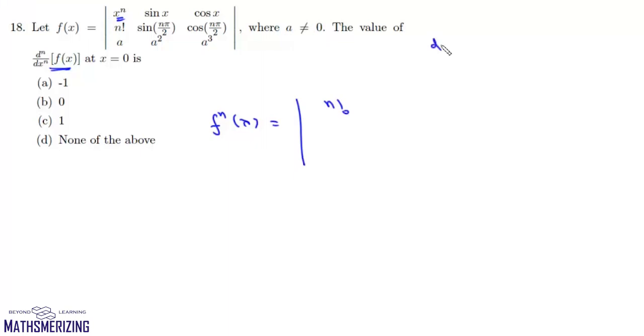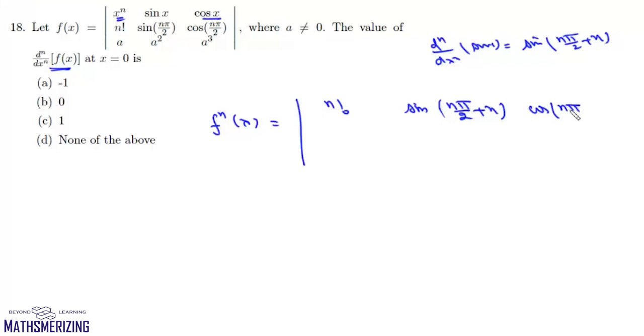Now we also know that the nth derivative of sin x is nothing but sin(n pi by 2 plus x). So we can write this as sin(n pi by 2 plus x). In the same way, the nth derivative of cos x is cos(n pi by 2 plus x). Now here it will be factorial n, sin n pi by 2 and cos n pi by 2, and here it will be a square and a cube.